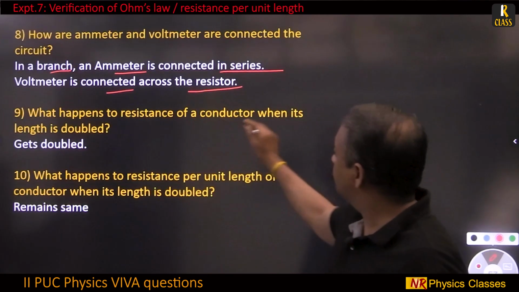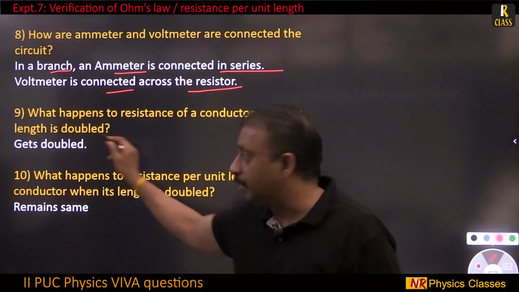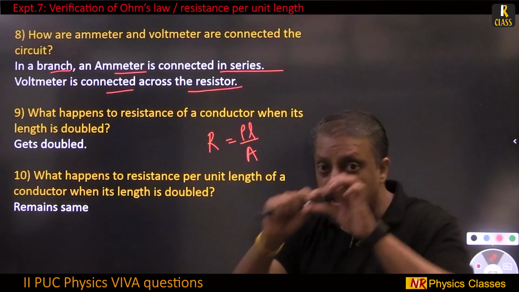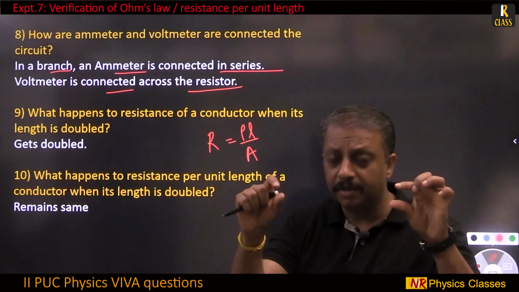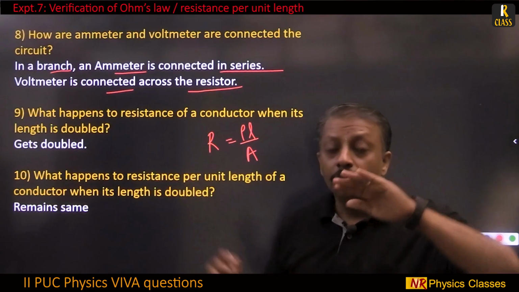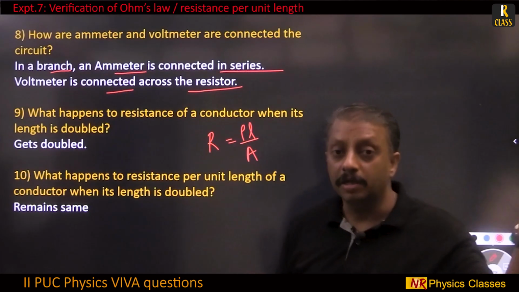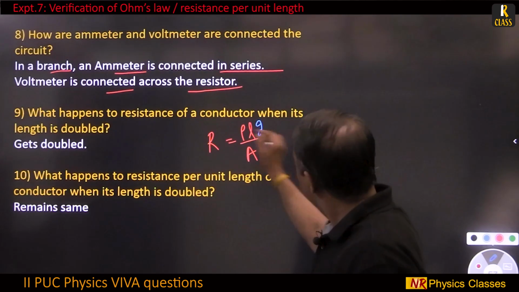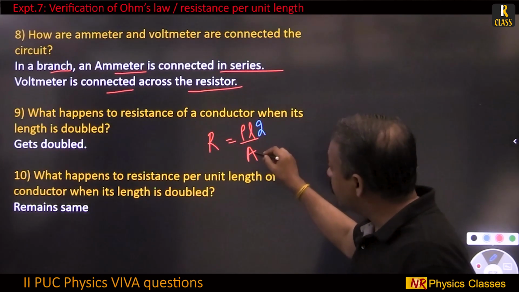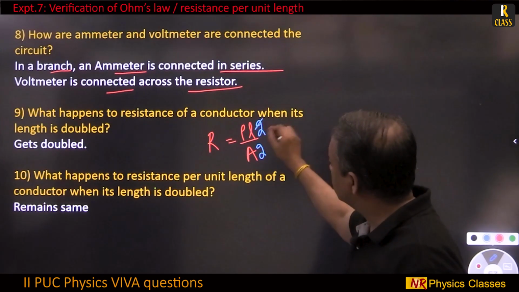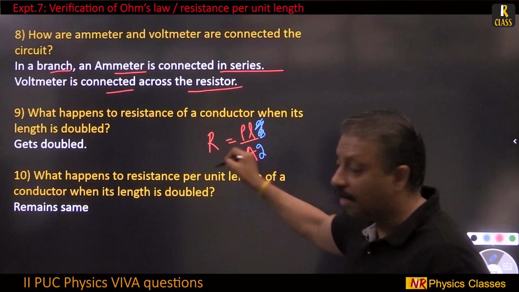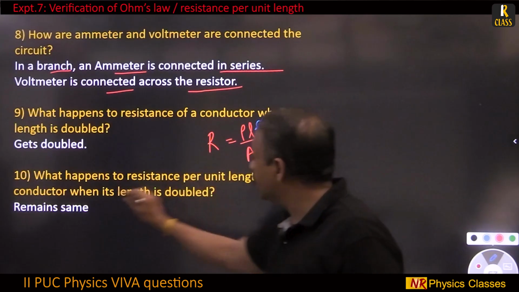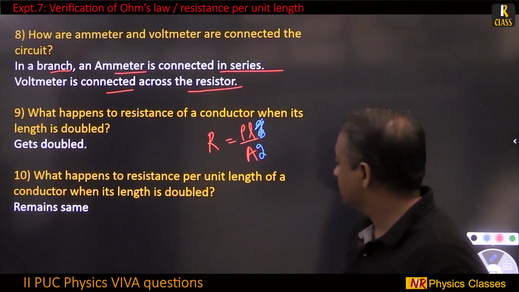What happens to resistance of a conductor when its length is doubled? R equals rho L by A. Since we are using a wire conductor in the experiment, they may ask such a question. If length is doubled, resistance gets doubled. If area is doubled, resistance becomes half.